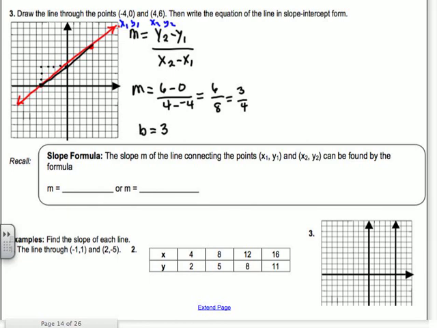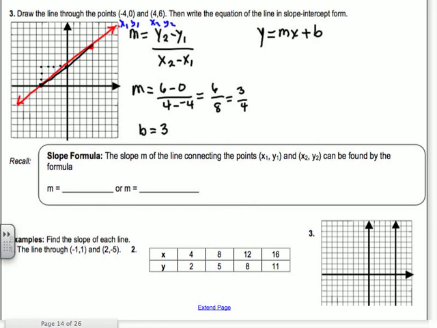Okay, but let's say that you aren't a very careful drawer, or you don't have a graph at all, so you just didn't do a graph. We need to figure out how to find B. So in that case, you can use y equals mx plus b.